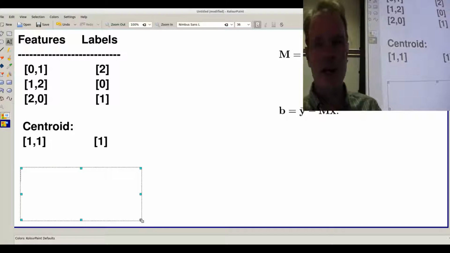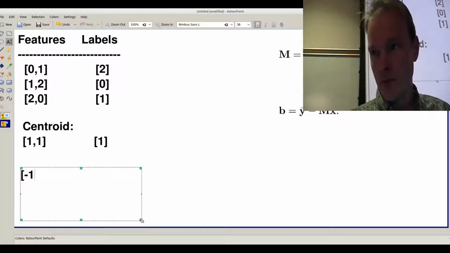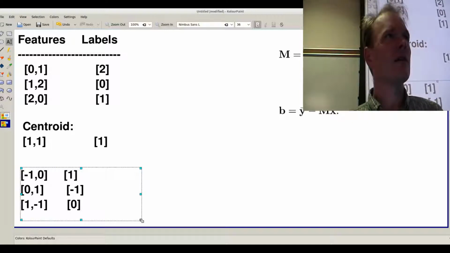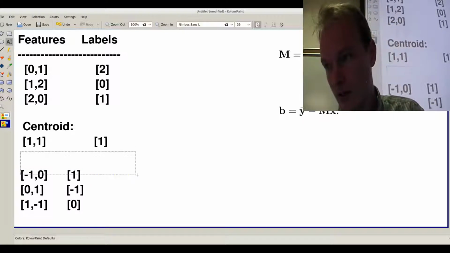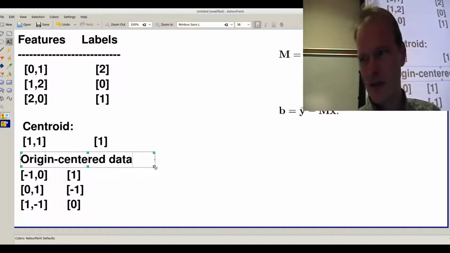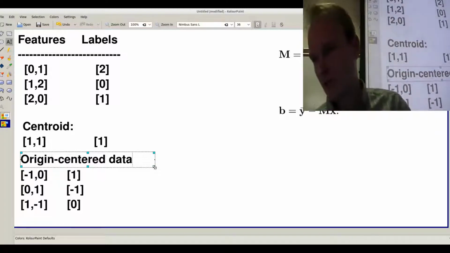Now, just for convenience, I'm going to take all of my data and subtract out the centroid. My new data looks like this. Minus 1, comma 0 maps to 1. 0, comma 1 maps to minus 1. And 1, comma minus 1 maps to 0. See where I got that? I just subtracted my centroids. Okay, I'll call this origin-centered data, meaning this data is now centered about the origin. The mean of it is the origin, something like that. Okay.